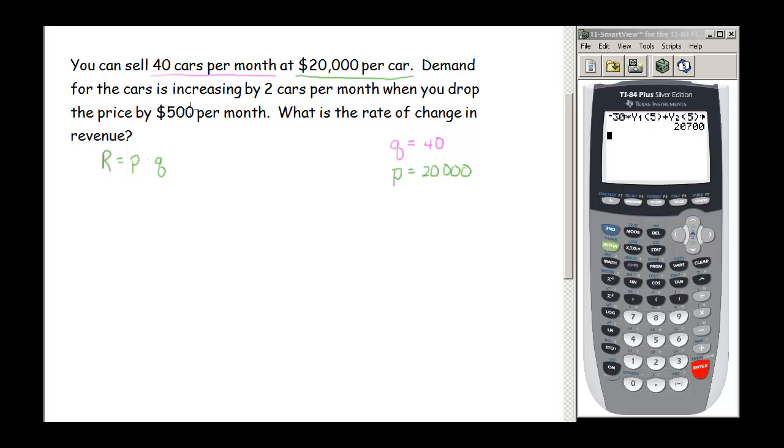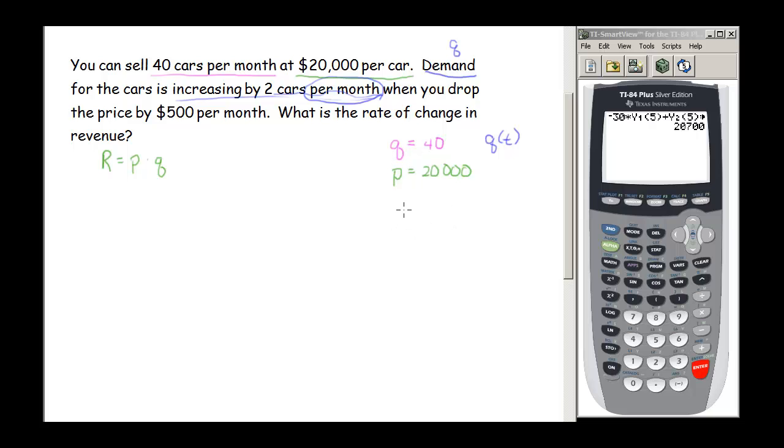Okay, now in this next sentence we have some other information, and let's read this really carefully. So it says demand for the cars is increasing. So demand, we're thinking Q, because that's the variable that goes with the number of cars, is increasing by 2 cars per month. So that's telling us the rate of change in our cars, but it also tells us one other thing. It tells us that it's depending on time. So our Q is really a function of time. We can think of it as Q of t, but for this problem I'm going to just leave it as Q.